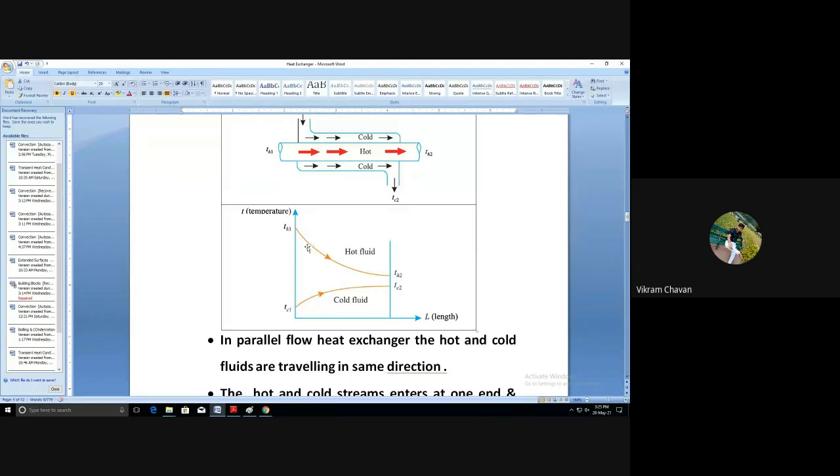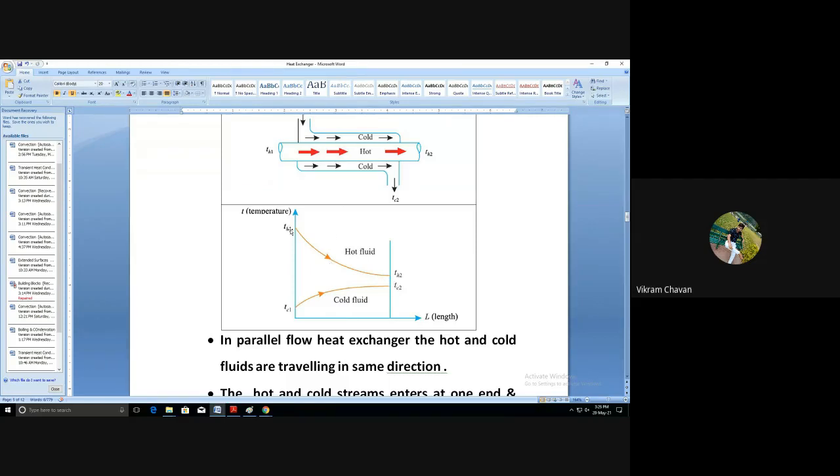And as this cold fluid moves over that particular heat exchanger, the cold fluid temperature goes on increasing, and at the outlet we will get the maximum cold fluid temperature, that is nothing but TC2.